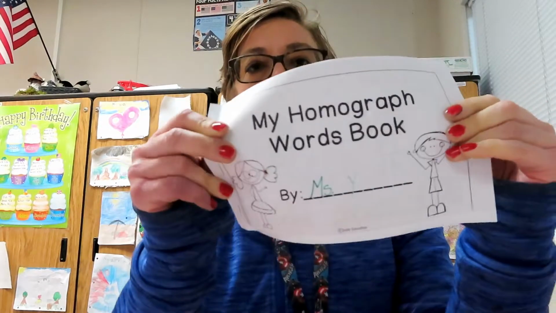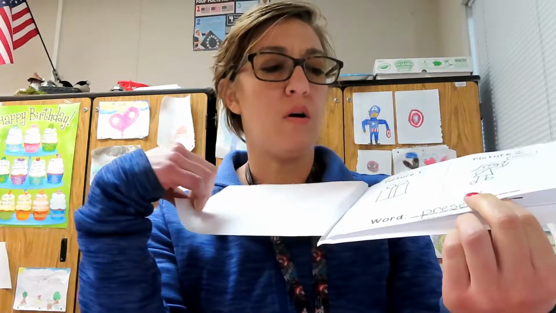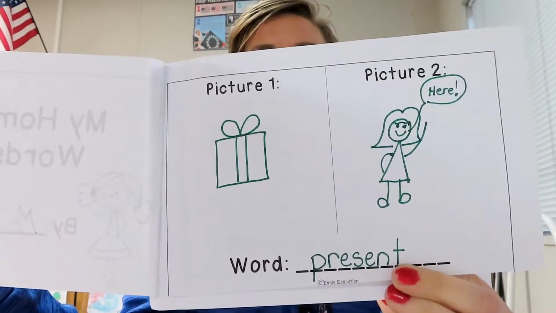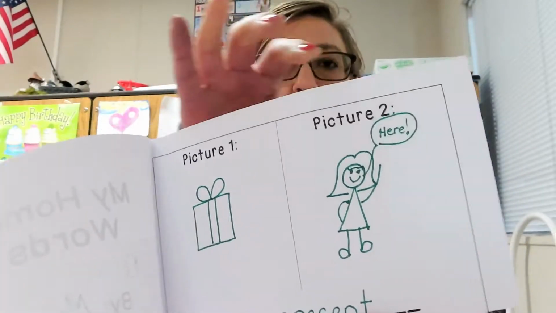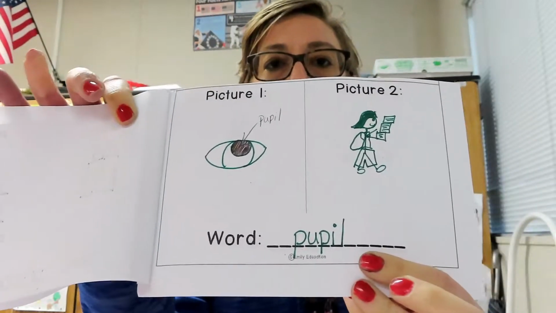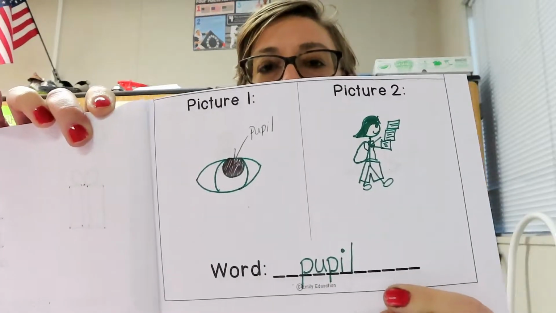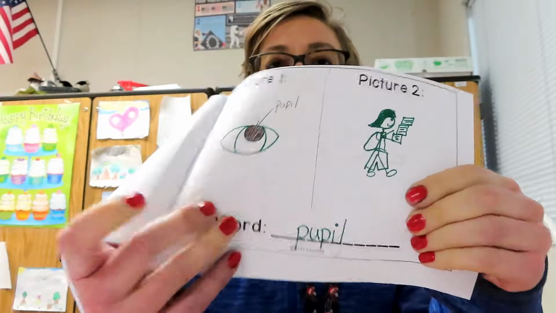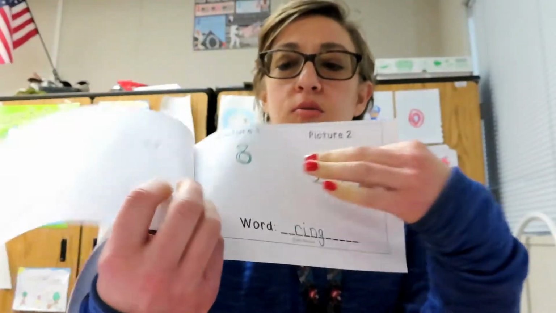We did our homograph book, which turned out really well. We did, I think, 4 words. We did present, so I drew, and they knew what it was from yesterday, so I drew present, and then a girl saying I'm here. We did pupil, which they knew was part of an eye. They didn't know that it also meant a student, so I went over that with them. I guess we only did 3 words.